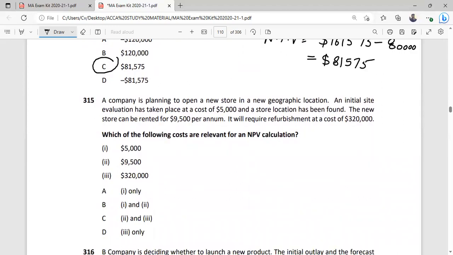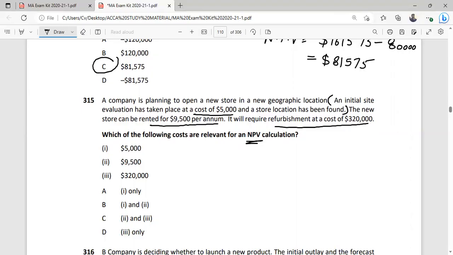A company is planning to open a new store in a new geographical location. An initial site evaluation has taken place at a cost of $5,000 and a store location has been found. The new store can be rented for 95,500 per annum. It will require refurbishment cost of 320,000. Which of the following costs are relevant to NPV?